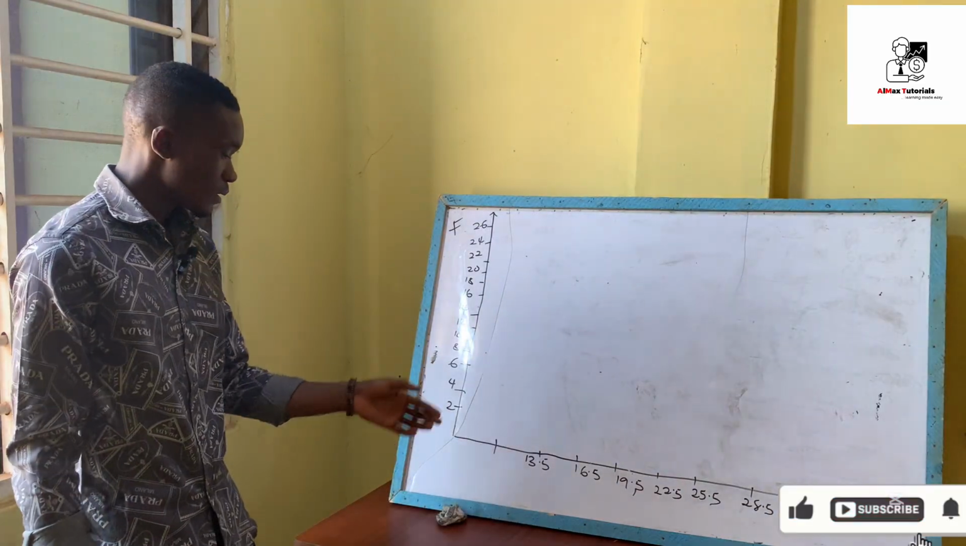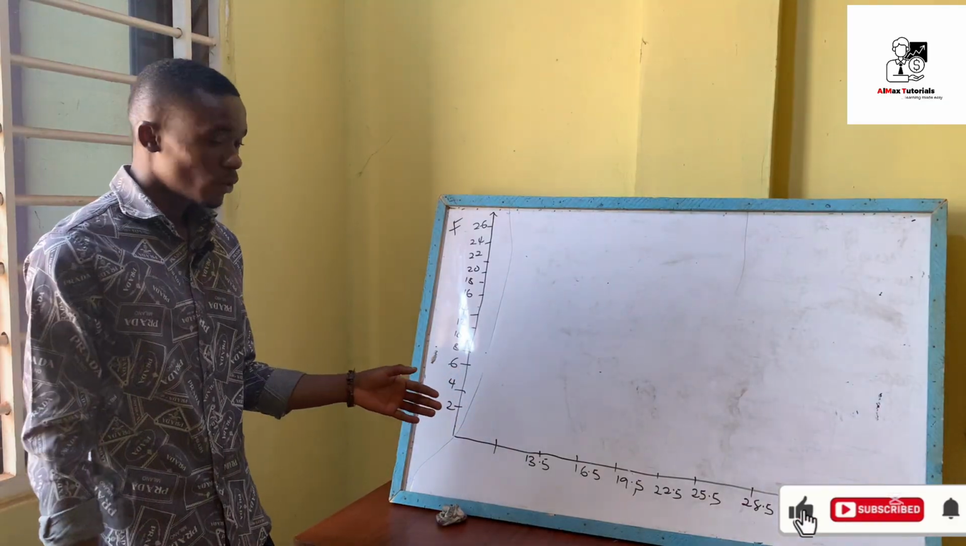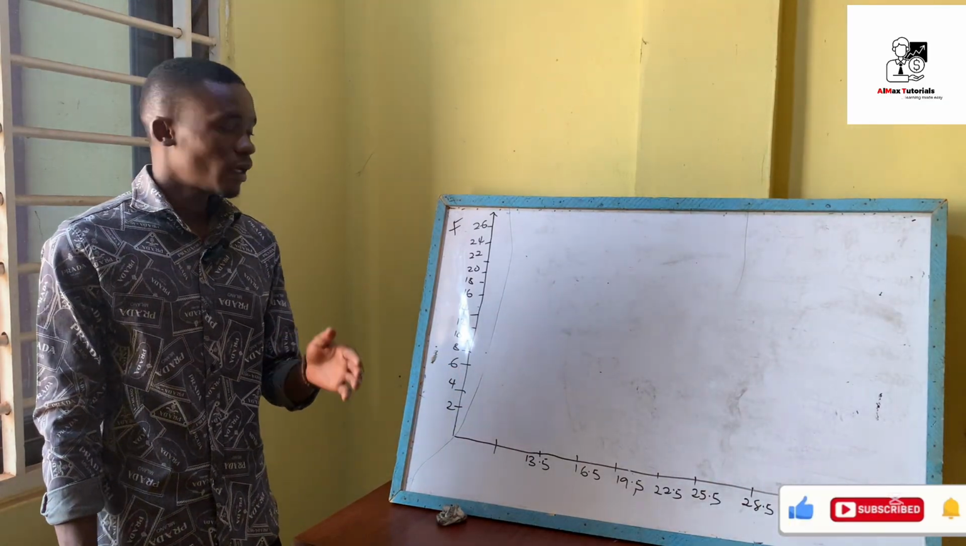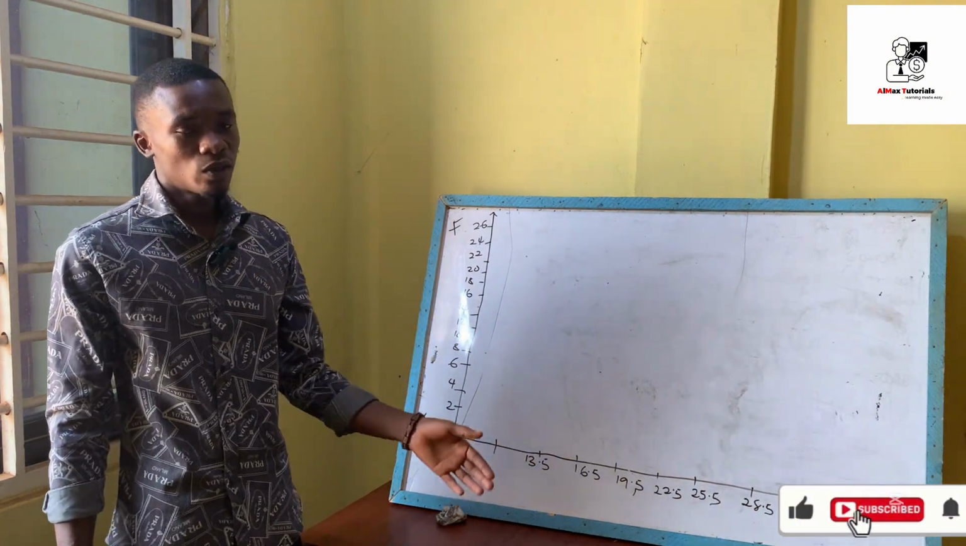But let's come back to the class midpoint. Looking at the class midpoint, there is a trick here. You know, when you are constructing a frequency polygon, it has to start from somewhere on the x-axis, and it also has to end somewhere on the same x-axis.